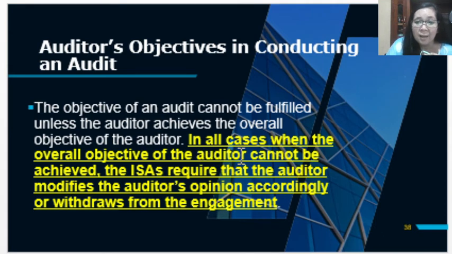In all cases, when the overall objective of the auditor cannot be achieved, our standards require that the auditor modify his opinion, or he can even withdraw from the engagement. What are the circumstances where the auditor cannot achieve the overall objectives of the audit? Before, we mentioned some, such as limitation of the scope of the work of the auditor. In that case, he cannot obtain appropriate or sufficient audit evidence to support his opinion. So he can modify his opinion, or he can even withdraw. Withdrawing from the engagement is the last option. That is an example.